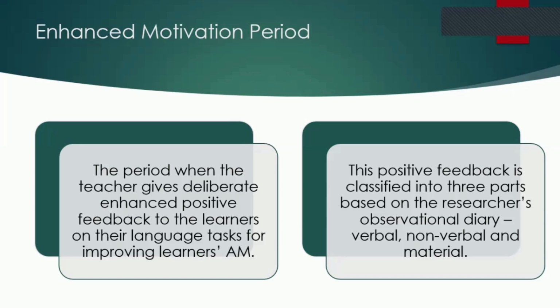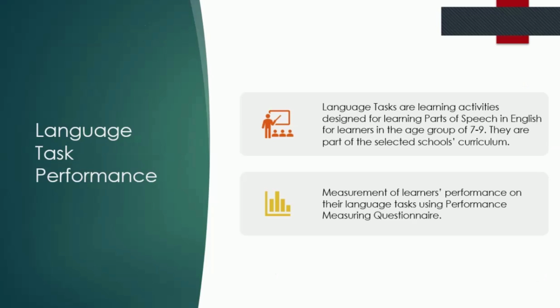The enhanced achievement motivation period is when the teacher gives deliberate positive feedback to the learner. The positive feedback is again classified into 3 on the researcher's observational diary: verbal, non-verbal, and material motivation. So what exactly is the language task performance? Language tasks are learning activities designed for learning parts of speech in English for learners in the age group of 7 to 9. They are part of the selected schools' curriculum, and performance has been measured using a performance measuring questionnaire.